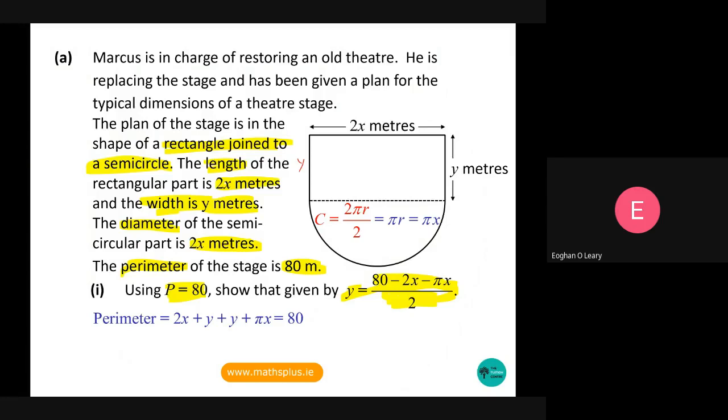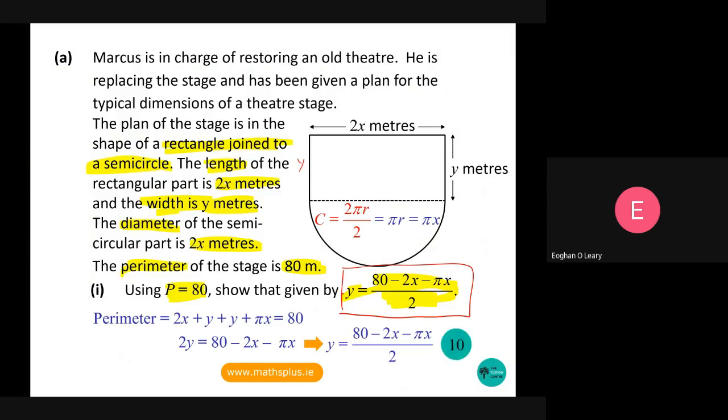So down here we are, perimeter equals 2x plus y plus pi x equals 80. You're keeping an eye on what you want here. You want to get y on its own. So we work towards that: 2y is equal to 80 minus 2x minus pi x. I divide everything by 2. I get y is equal to 80 minus 2x minus pi x over 2. I have a look back at my question. Hey presto, it's the answer. I got there just by getting y on its own, and it's 10 marks.